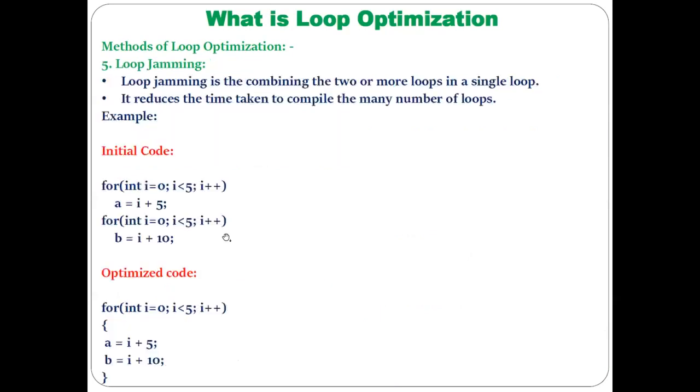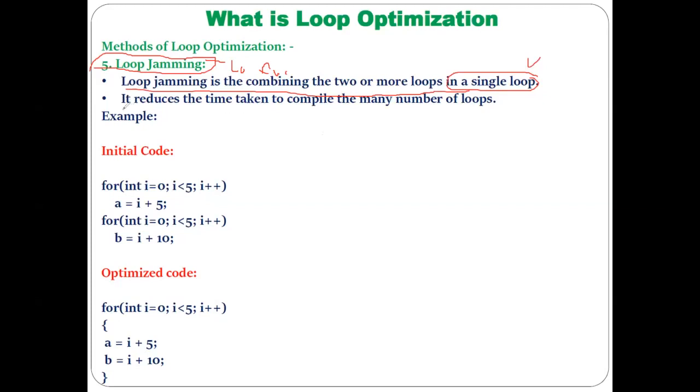Okay. Now, the last method we have here is loop jamming. What is loop jamming? Loop jamming is combining two or more loops into a single loop. It is also called loop fusion, F-U-S-I-O-N. There is another name for this technique. Where we combine two or more loops into a single loop. Or we can also call it loop merging.